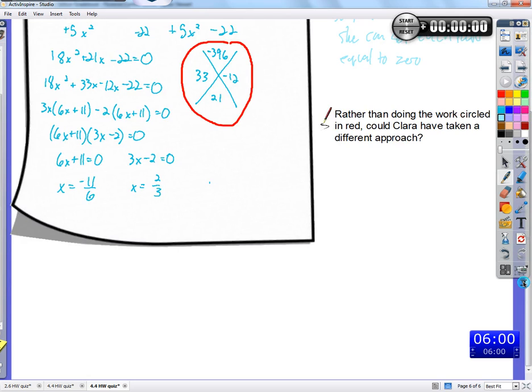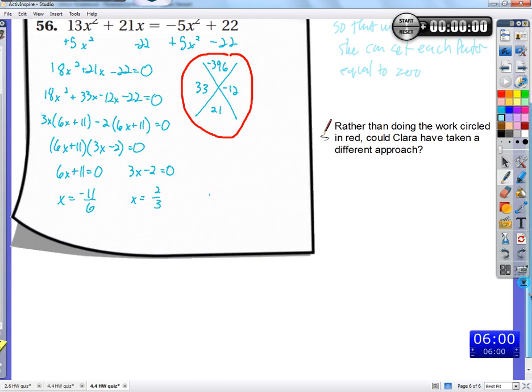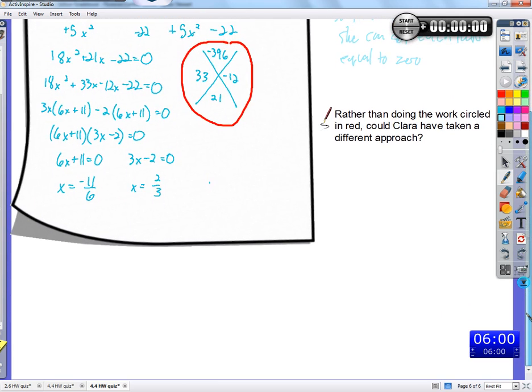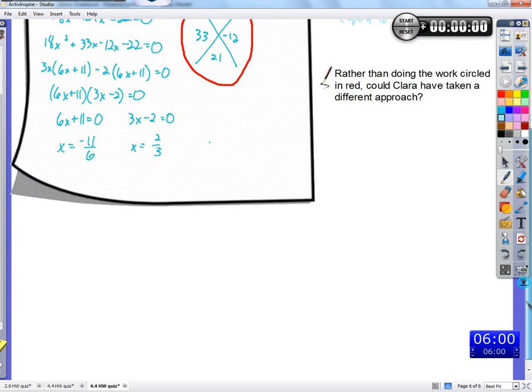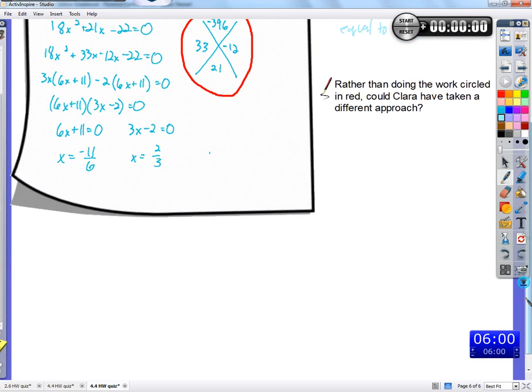We're starting off. We've added 5x squared and subtracted 22 on both sides to set us up with this nice looking equation equal to 0. So we're at 18x squared plus 21x minus 22. And we know we want to get to a point where it's factored, in two parentheses like that. Now it's this 21x that is giving us a little bit of trouble. We know we're going to have an x term and another x term, and when we multiply those together, what are we going to get?